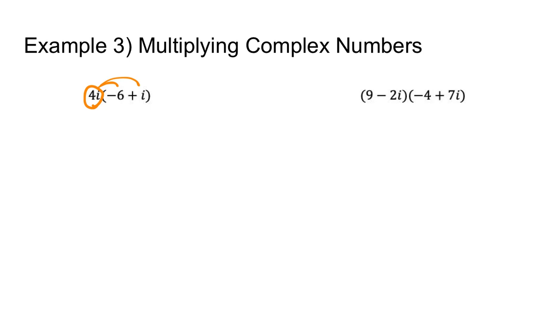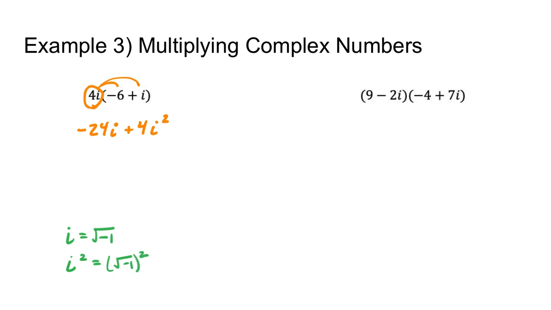So we'll take the 4i times the negative 6 and we'll get negative 24i. And then we'll take the 4i times the positive i and we'll get 4i squared. Remember, i times i gives me i squared. But this is where things are a little different. Remember, i is equal to the square root of negative 1. So that means that i squared is equal to the square root of negative 1, squared.